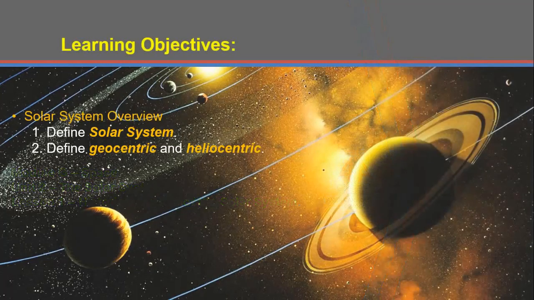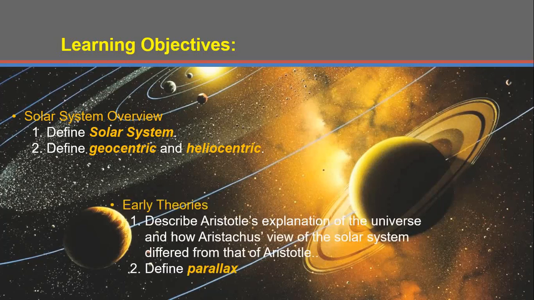Learning objectives. First, the solar system overview. We have to know or define what a solar system is. How do we define it? Of course, it's very simple to us now. We know these things, but we have to define them either way. The most interesting part is the two words geocentric and heliocentric. So these two words represent two models of the solar system that we will get to know in the next slides. Now, more about the solar system is the early theories of how scientists described the solar system.